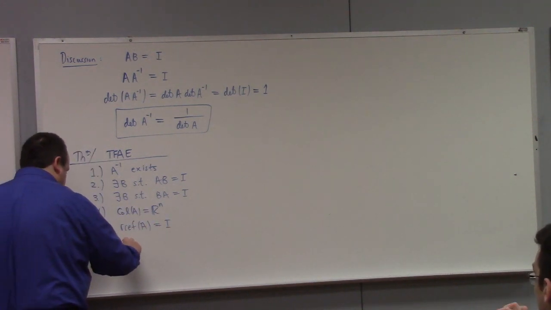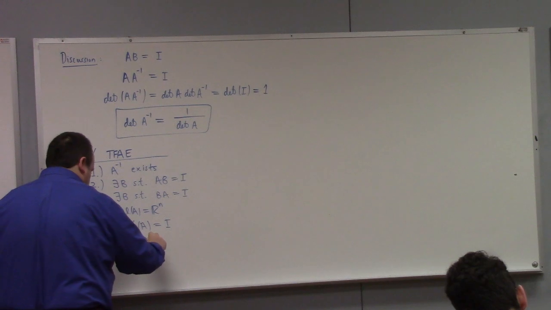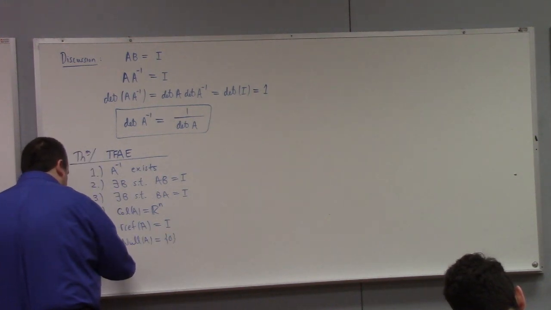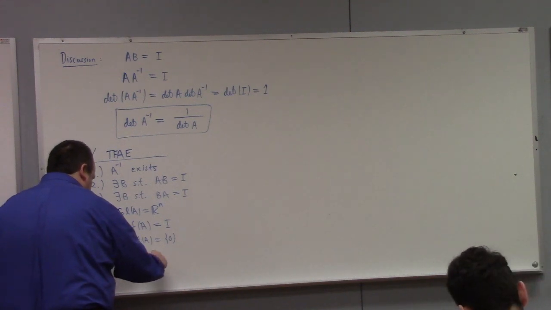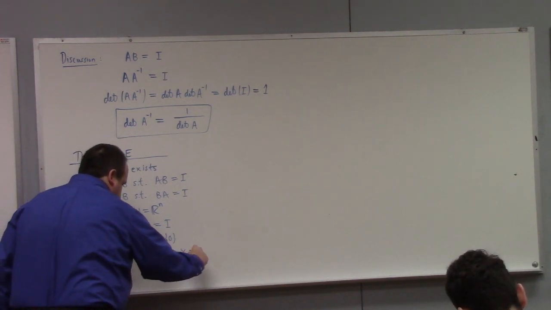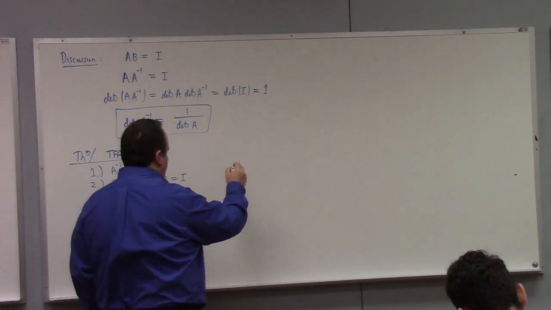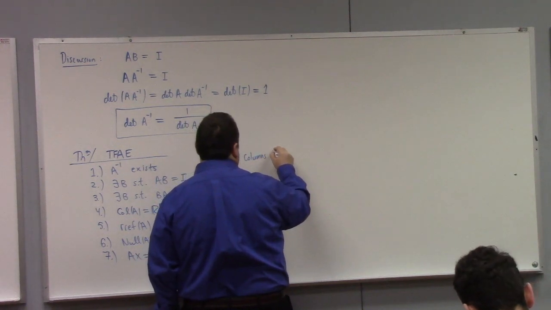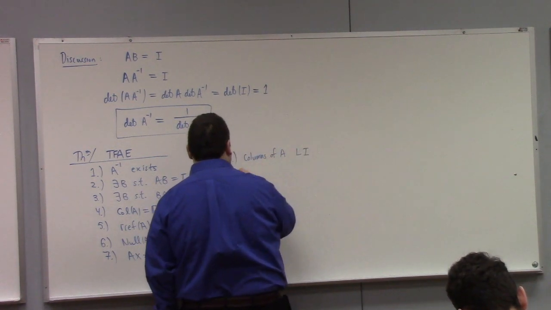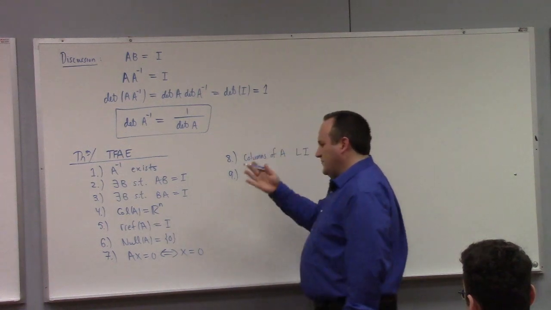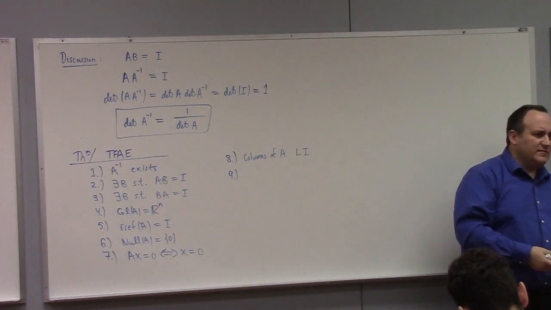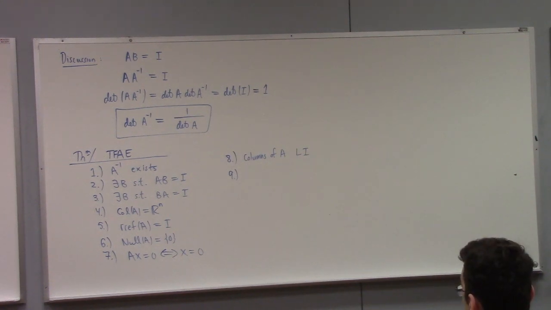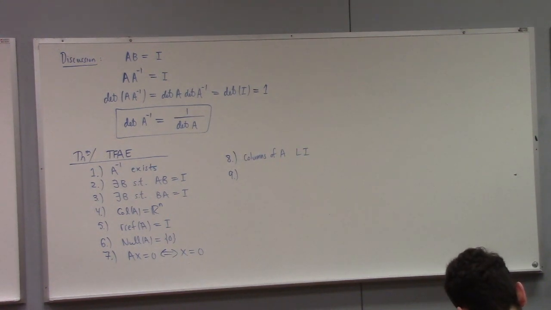6. The null space of A is equal to just 0. 7, another way of writing that, AX equals 0 if and only if X equals 0. 8, the columns of A are linearly independent. 9, what else did I have before? I feel like I'm missing something. Was that it? In terms of our previous litany of the theory?